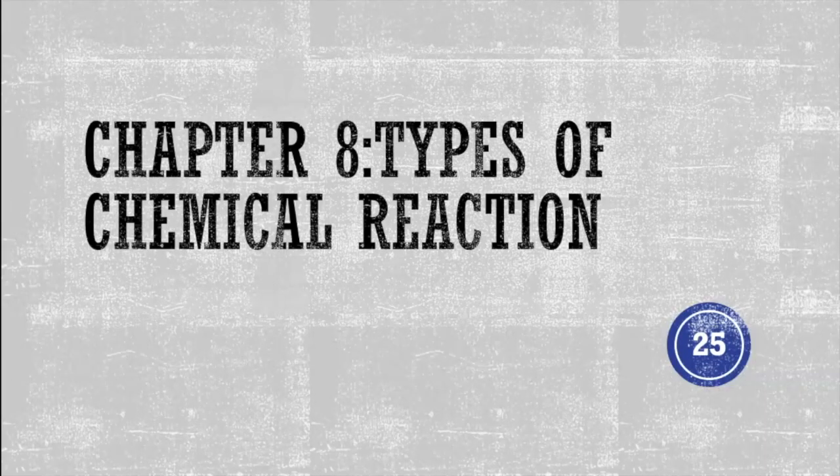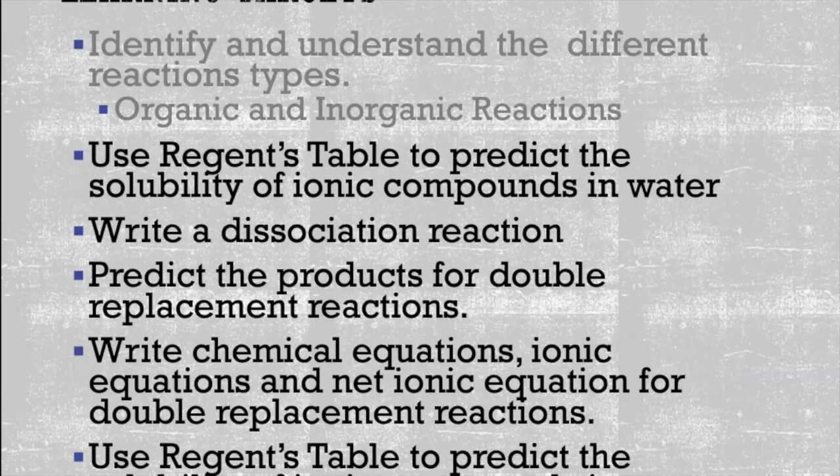Welcome to the third portion of Chapter 8, Types of Chemical Reactions. For today, we're going to be learning to use the Regents reference table to predict solubility of ionic compounds. We're going to learn to write a dissociation equation, and later on today also we'll be able to predict the products of double replacement reactions.